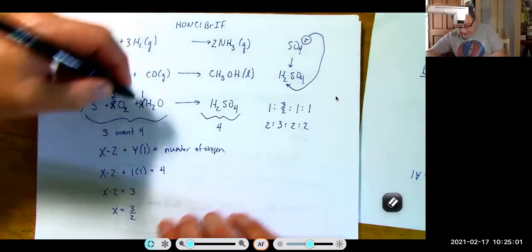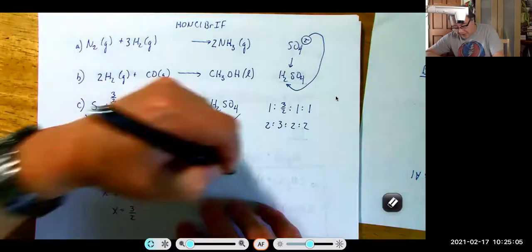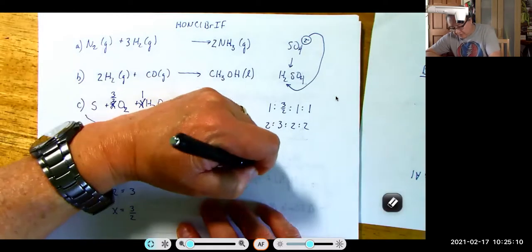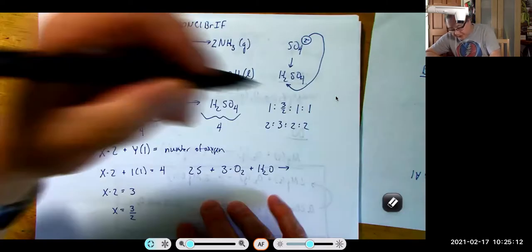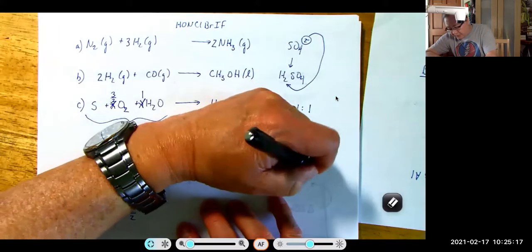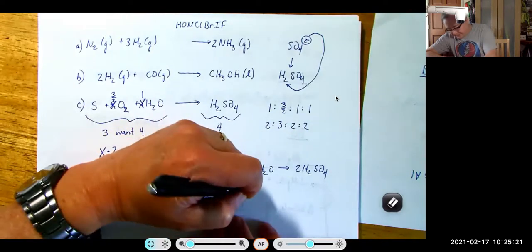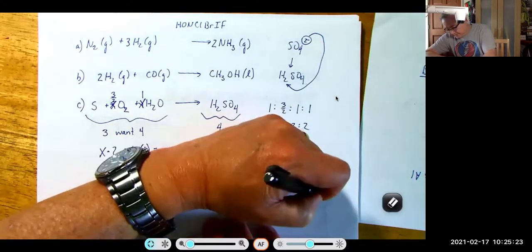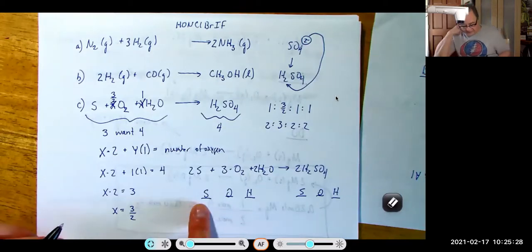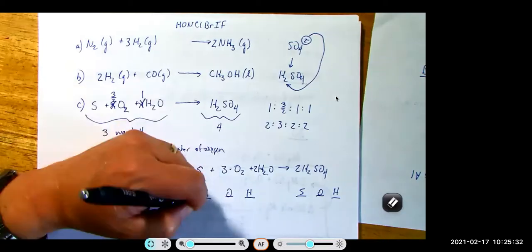So let's try that. I'm going to write this down here below. 2 sulfur plus 3 O2 plus 2 H2O gives us 2 H2SO4. And what I'm going to do here is make a little list, and we're going to count. How many sulfurs on the left? 2. How many oxygens on the left?